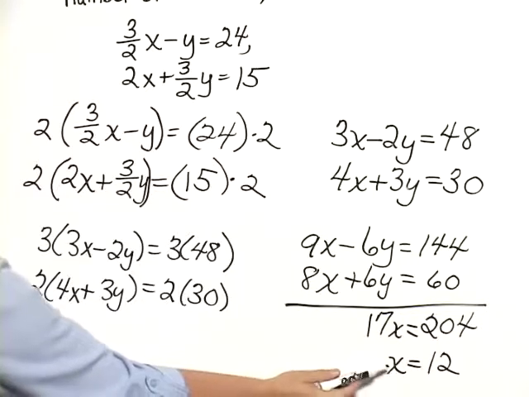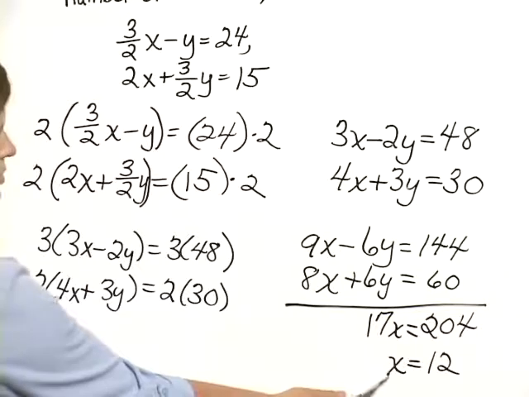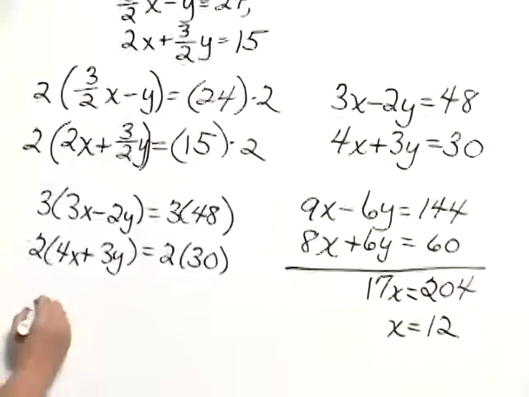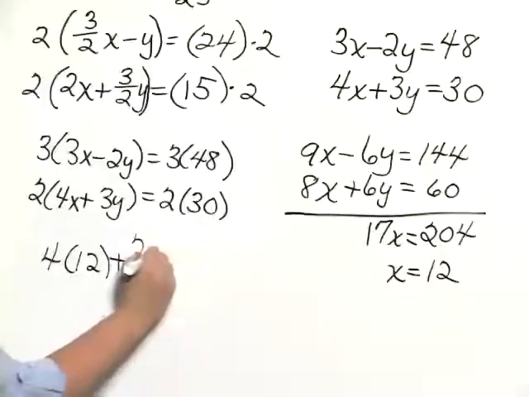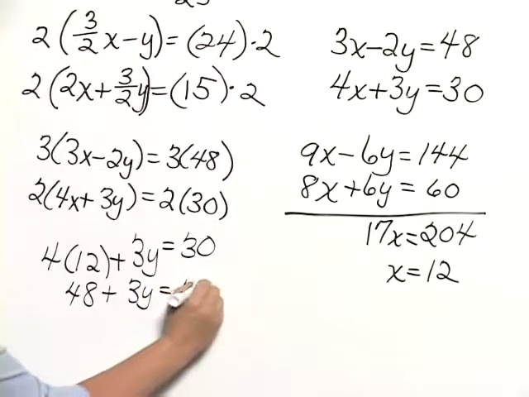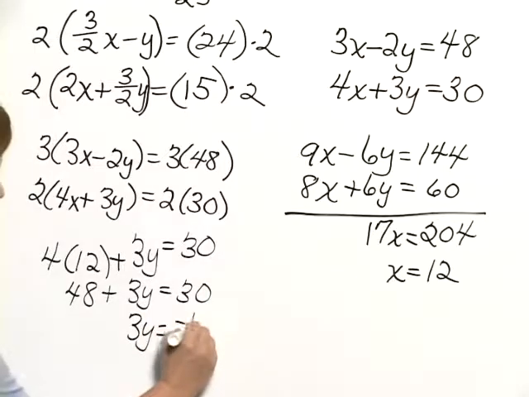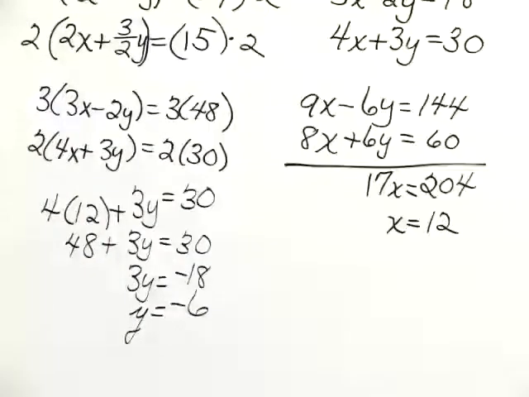I take my value for x, and I can substitute it in any of these equations that relate x and y. So I'll just choose to substitute it in this equation here. 4x plus 3y equals 30. So I have 4 times 12 plus 3y equals 30. 48 plus 3y equals 30. Subtracting 48 from both sides, I have 3y equals negative 18. y equals negative 6.